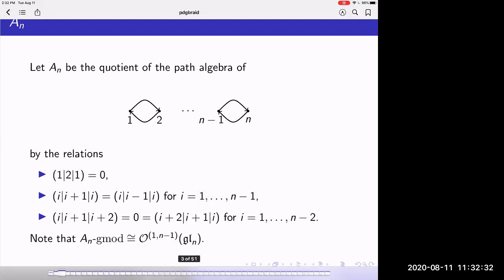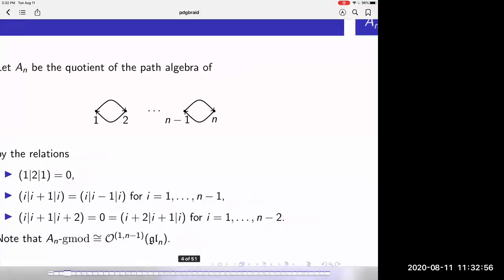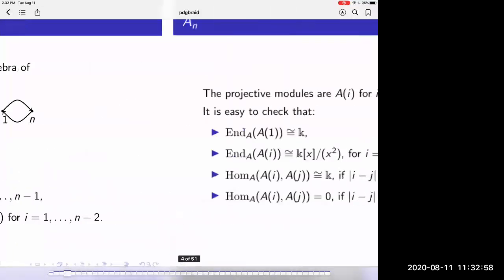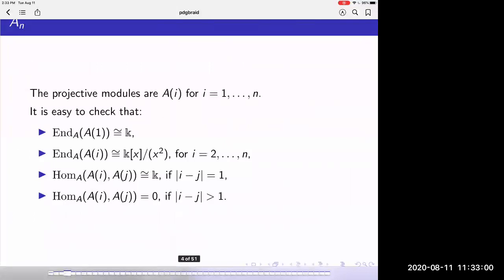So maybe just a quick note to connect to Lie theory: the category of graded modules over this algebra AN is equivalent to parabolic category O for GLn, which corresponds to the parabolic data of S1 cross S(n-1), inside the symmetric group, the Weyl group for GLn. Okay. And so I want to be talking about braid group actions.